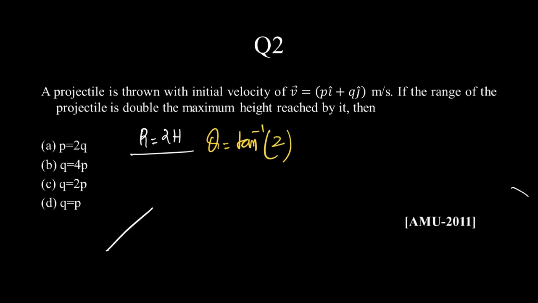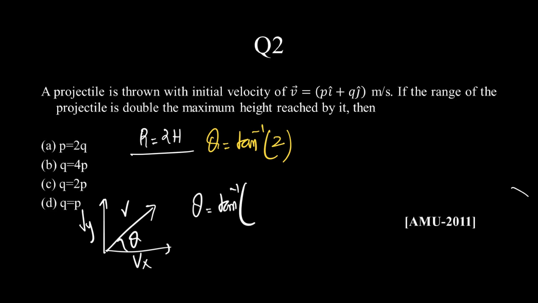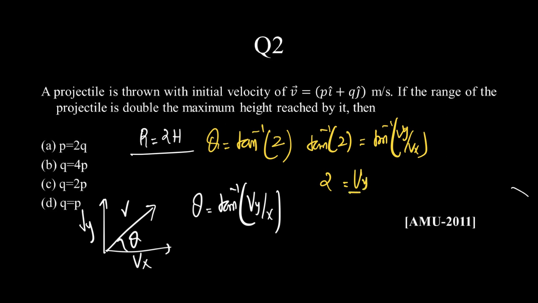We also know that when our object is projected at an angle theta, it can be resolved into two components, Vx and Vy, and theta would therefore be equal to tan inverse Vy by Vx. So now we have two values for tan inverse, which means we can equate them. So tan inverse 2 is equal to tan inverse Vy by Vx, or 2 is equal to Vy by Vx.